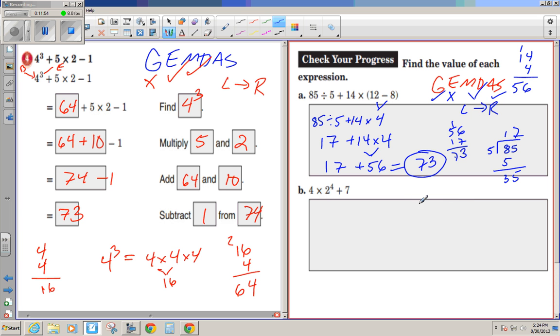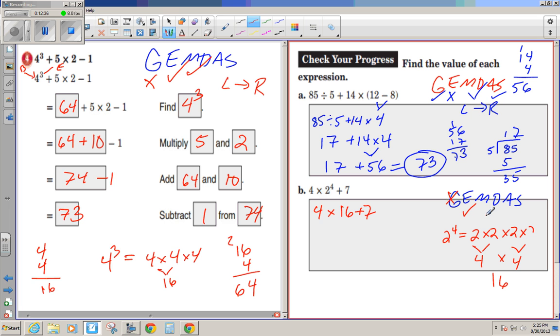What am I going to do first? Hopefully you already wrote GEMDAS so we can remember. And now let's check it out. Are there grouping symbols? No. Exponents? Yes. 2 to the 4th. We do the exponents first. All right, 2 to the 4th. That means 2 gets multiplied 4 times. So that's 4 times 4, that's 16. All right, exponents are done.